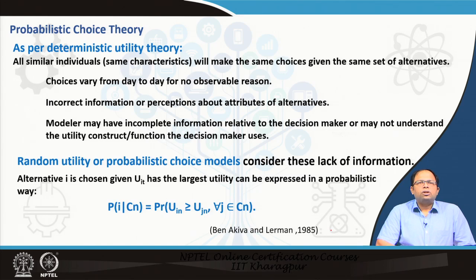So, now probabilistic choice theory. The problem is that whenever we have these fixed utility values, as per the deterministic utility theory, it is said that all similar individuals with the same characteristics will make the same choices given the same set of alternatives. So, that means every time an individual or a group of individuals having the exact same characteristics are given the same set, based on the utility theory they will only choose one alternative because the utility of one would be higher than another. But that is actually not the case.